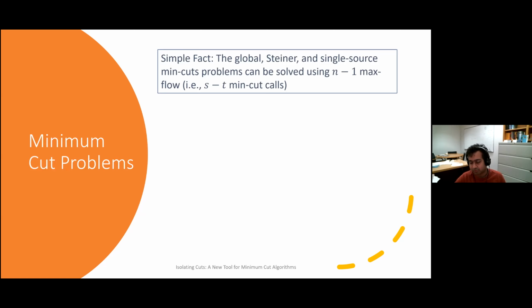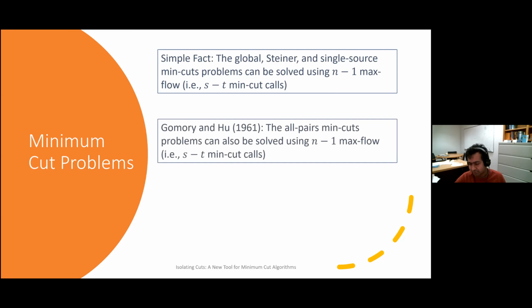For global min cut, all you do is report the smallest of these n-1 S-T min cuts. For Steiner min cut, you make sure that one of the terminals is chosen as this fixed source S, and then again you report the smallest among the min cuts that separate S from the other terminals. So that's a simple fact that we will use as a baseline, that you can solve all these three problems using n-1 max flows.